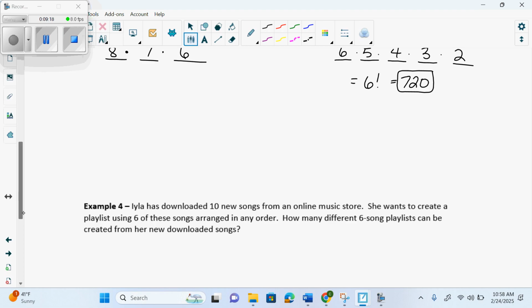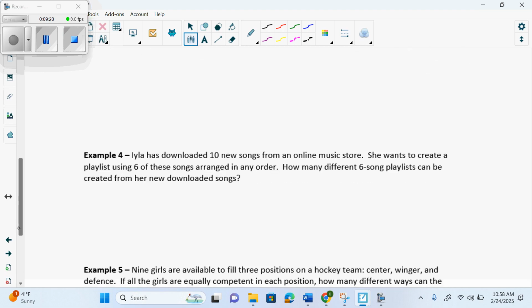Example 4. Isla has downloaded 10 new songs, and it looks like Lila because the font is bad, and that's my daughter's name. I didn't realize it was going to have an L-I, but it's Isla. She was baptized Lila, and people call her Ilya. They swap it.